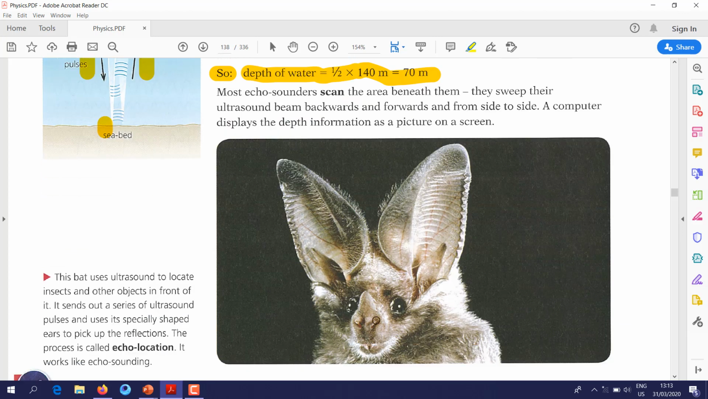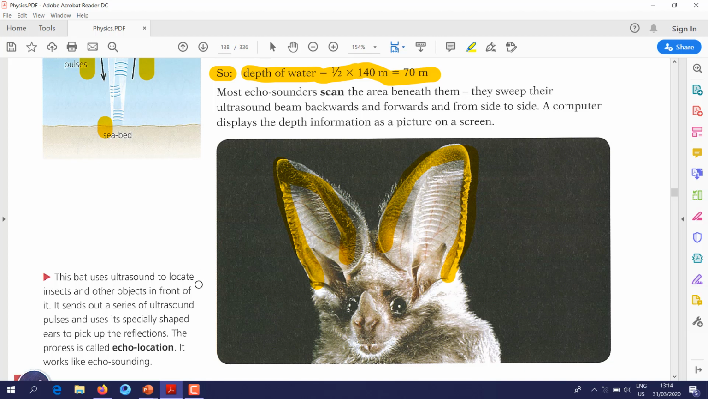Another example, bats. How do bats use it? By sending. As we know, bats are always flying during the night, and night is dark, so they cannot see. So how are they adapted to this behavior? As you can see, they have these large ears. They will send echoes, or ultrasounds.